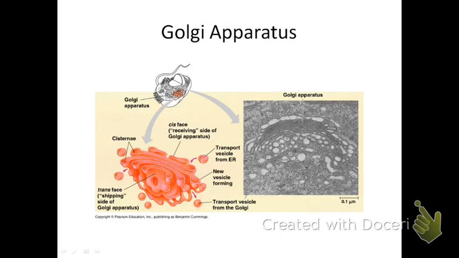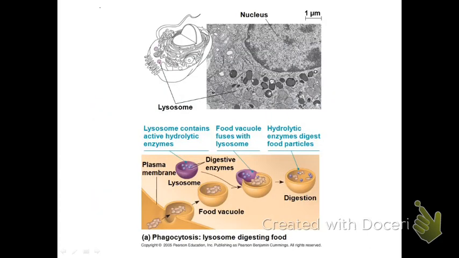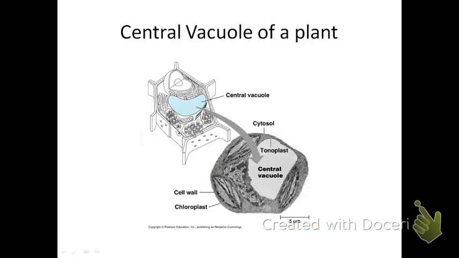Lysosomes are another one we're going to talk about here. These act like a stomach for the cell, a membrane-bound structure. They are involved in digestion and recycling. That process is called autophagy of molecules. So these are full of digestive enzymes.